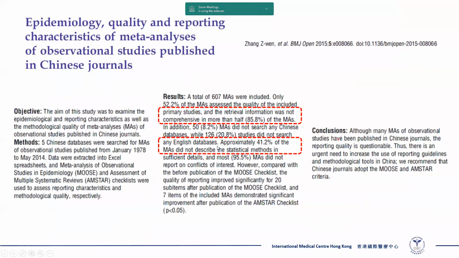They didn't look at all the relevant databases, and they didn't really even write the paper well enough to describe the statistical methods. So meta-analyses, it used to be about 5 years ago, most of these got accepted. Nowadays, even these papers are harder to get accepted.